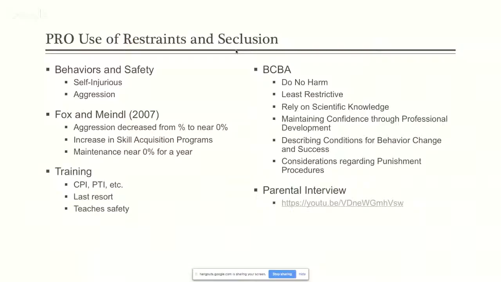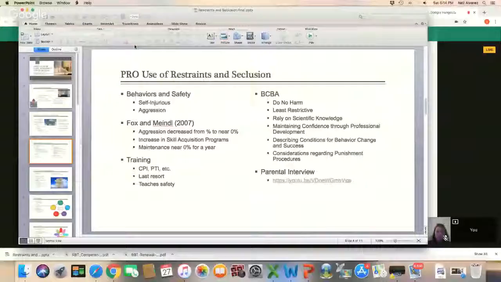In addition, parents are at a loss of what to do with their children when they are engaging in self-injurious or harmful behaviors. Here is a video discussing family members' opinions on seclusion and restraint being included in their child's behavior plan.